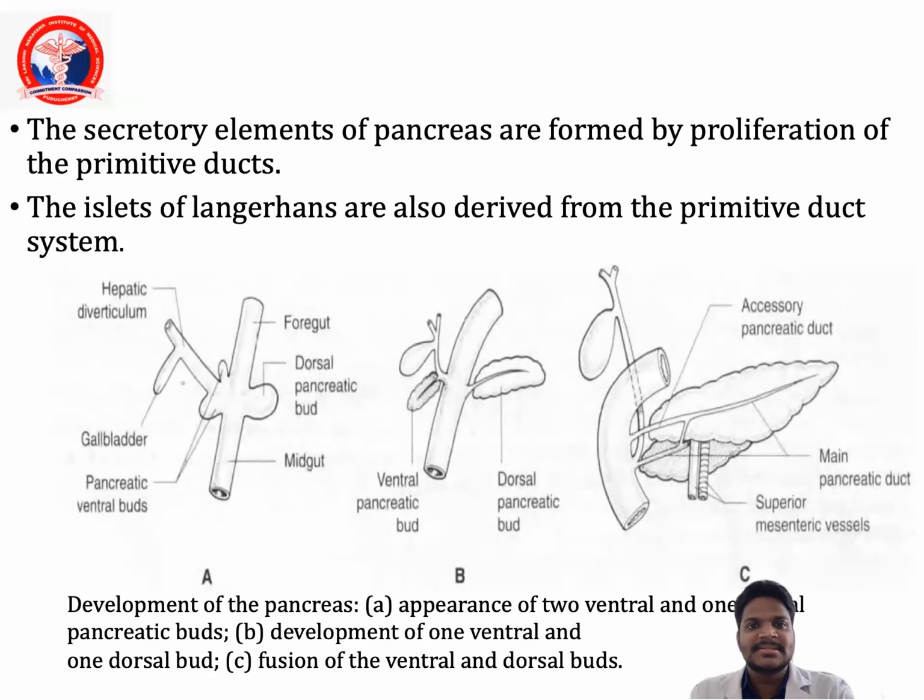The secretory elements of the pancreas are formed by proliferation of the primitive ducts. The islets of Langerhans are also derived from the primitive duct system.